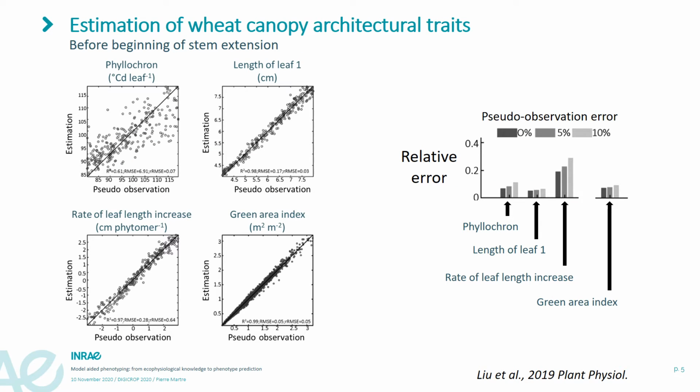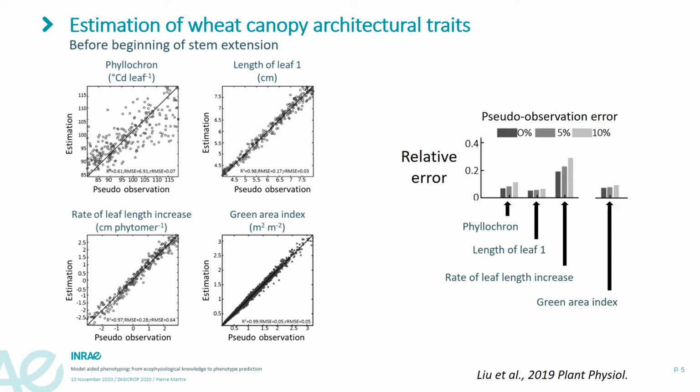I'm here presenting the result of the estimation of 3 parameters estimated during the early growth phase of the crop, between crop emergence and beginning of stem extension. So we estimated the rate of leaf emergence, the length of leaf one, and the rate of leaf length increase.